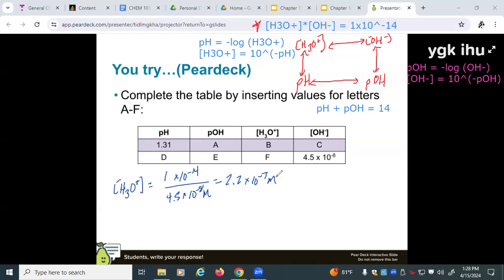Now, maybe that wasn't your first thought. Maybe your first thought was, hey, I've got a hydroxide concentration. Why don't I turn that into pOH? You could do that as well. pOH is equal to the negative log of 4.5 times 10 to the negative 8. And if I do that, I get 7.35.